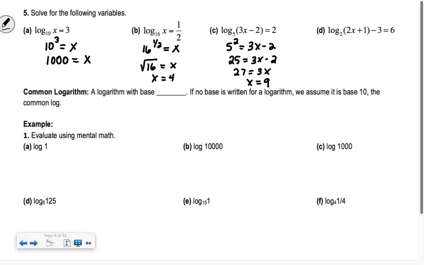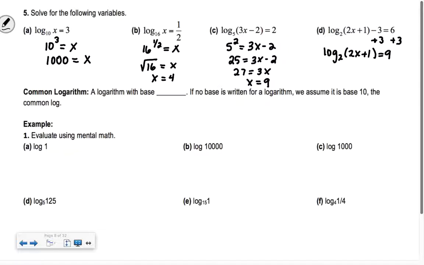Is this making sense? The last one's kind of weird, isn't it? So how do you switch forms on this one? Yeah, you got to add that 3 over. You have to get that log part, the part that has like the base, like log base something of something else, all together. Like that needs to be all by itself on one side. So we're going to add the 3 over. So we get log base 2 of 2x plus 1 equals 9.